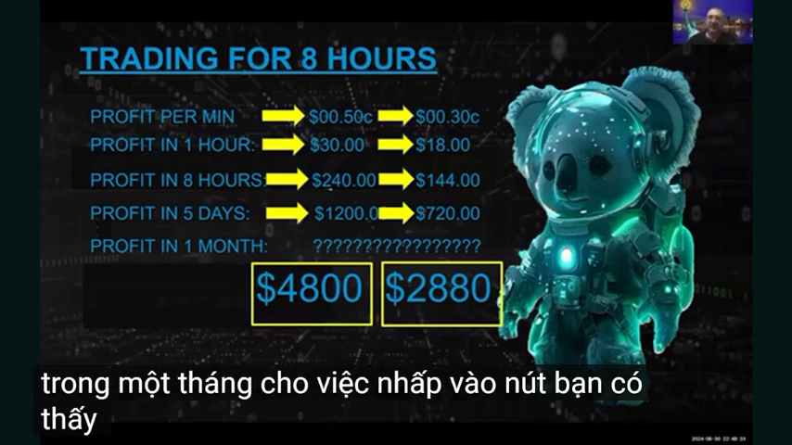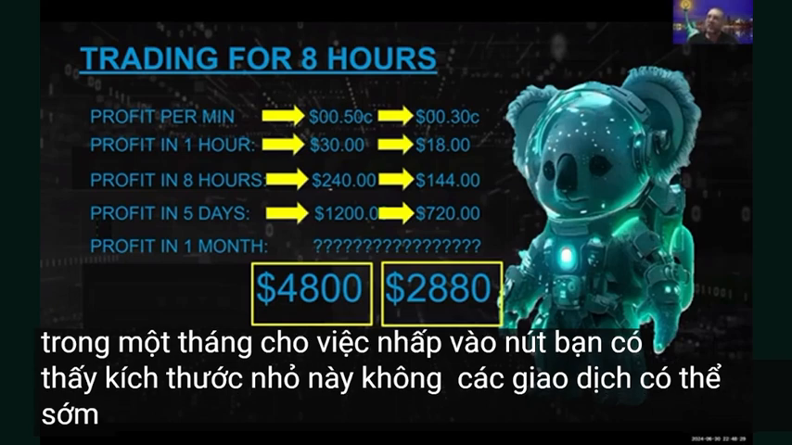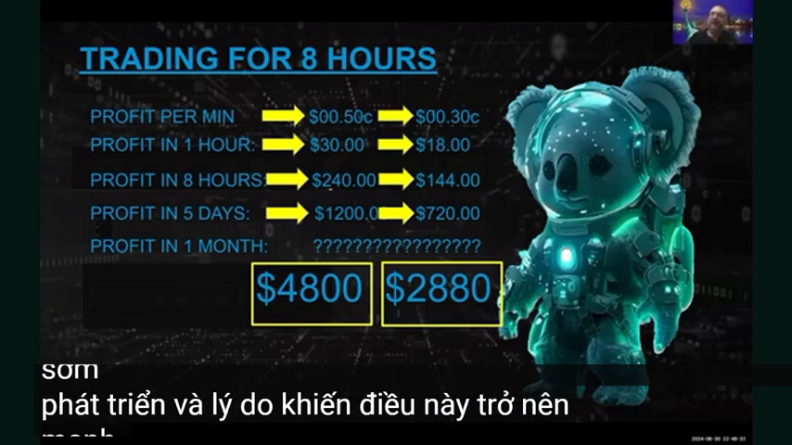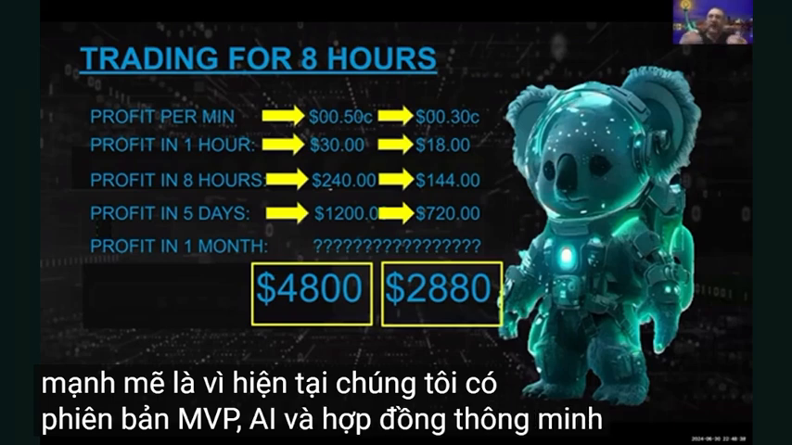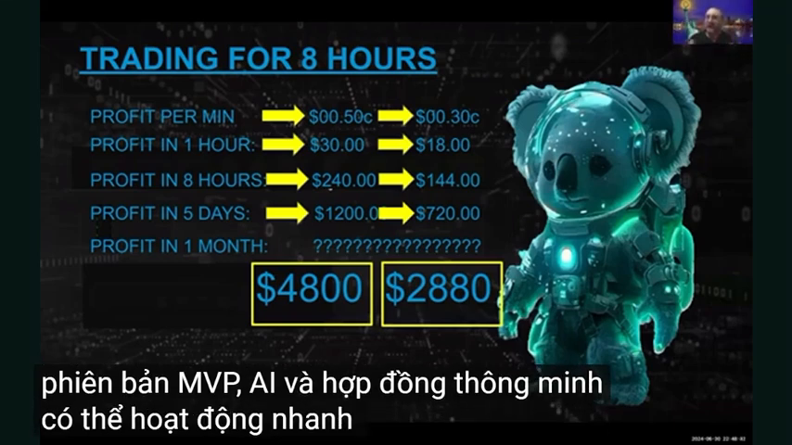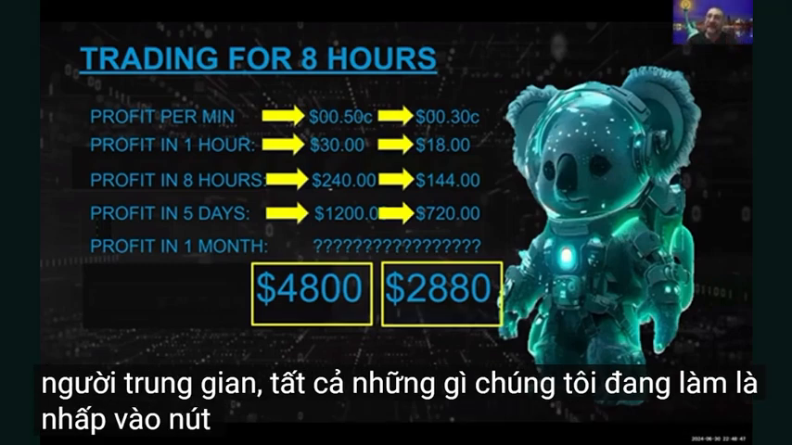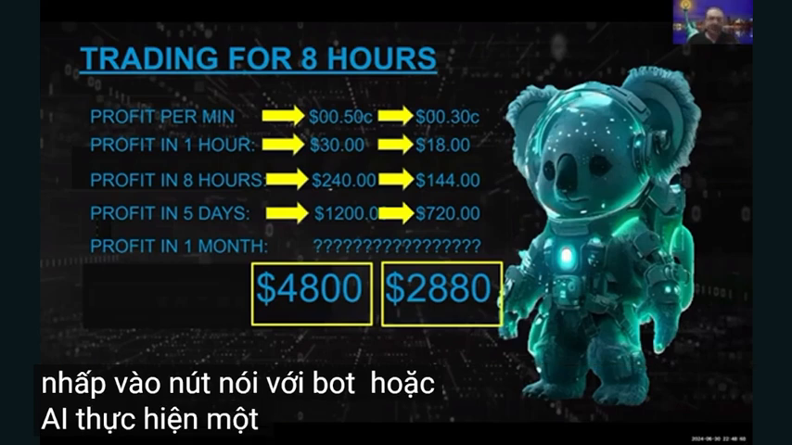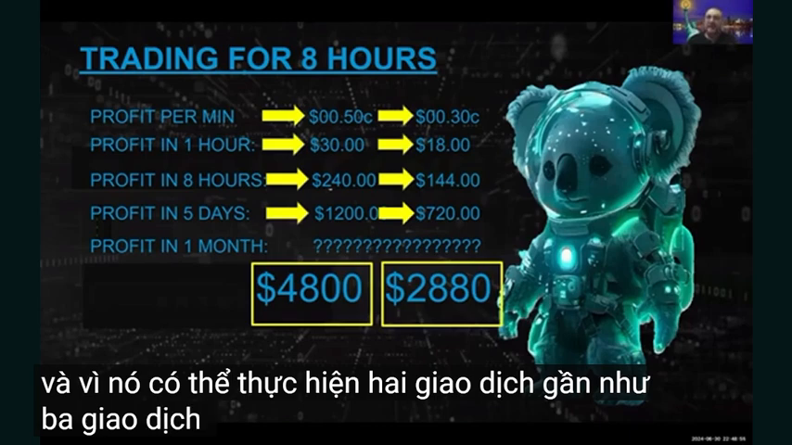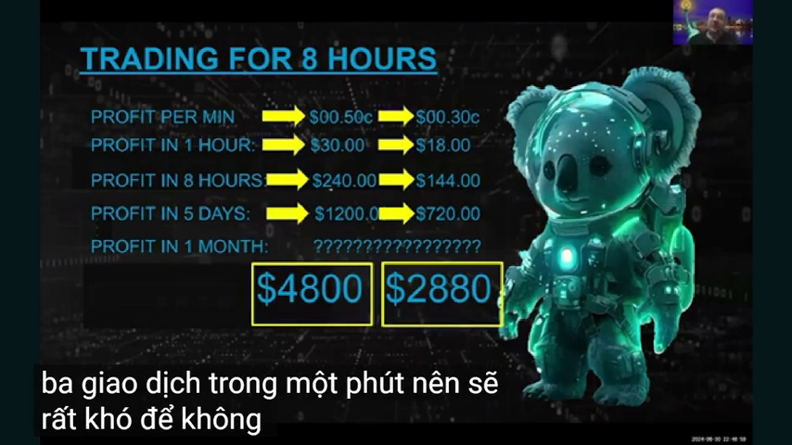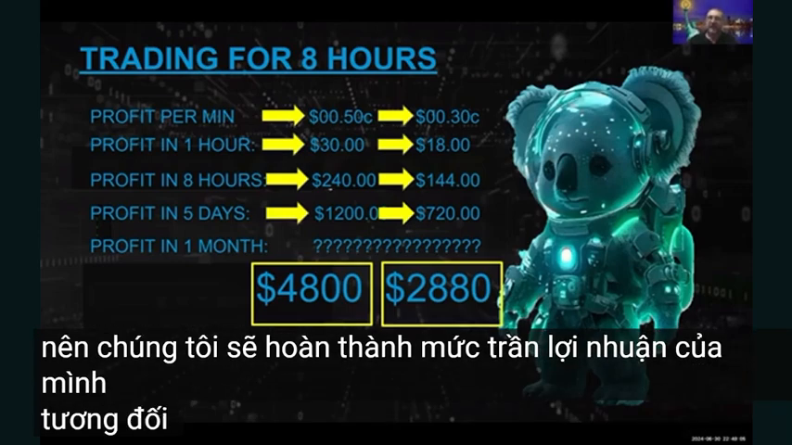Do you see these small size trades can soon grow? And the reason that this is so powerful is that now we have the MVP version. The AI and the smart contract can operate faster. They cut out the middleman, which is us. All we're doing is clicking a button saying to the bot or the AI, execute a trade. And because it can do 2 trades, almost 3 trades in a minute, it's going to be very difficult to not make a profit. So we will be completing our profit ceilings relatively fast.